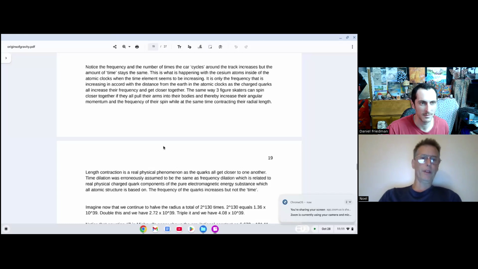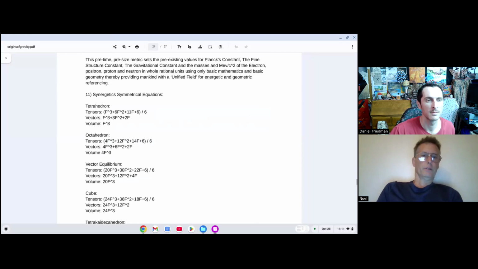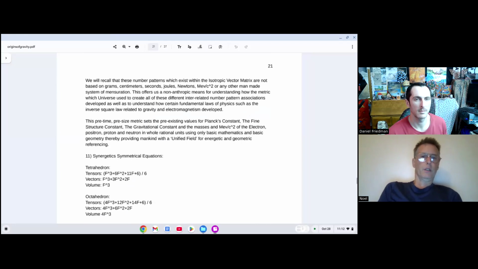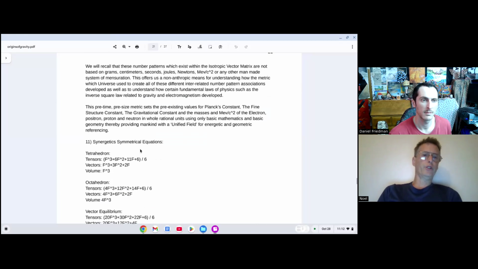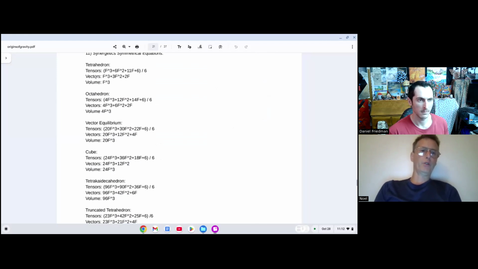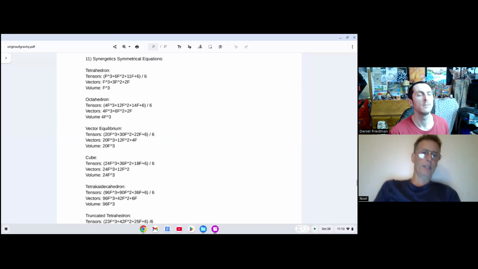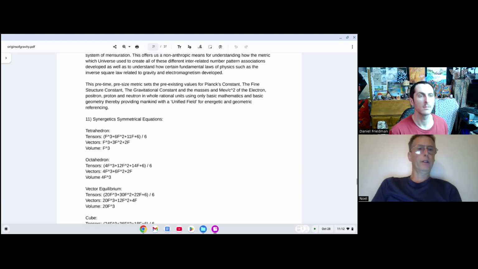So we'll remember then that. So see these symmetrical equations, right? These are the equations related to the total number of closest packed unit radius spheres or tensors, their kissing points or vectors, and the total tetrahedral volume inside of each of these different polyhedrons. These are all symmetrical polyhedrons, which are the exact same shape each time you layer them. They keep on creating tetrahedral, octahedral, or vectorhedral shapes. So these symmetrical synergetic equations, right? I'll just read this in.